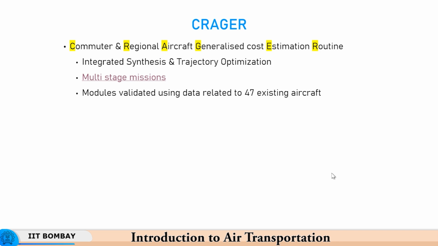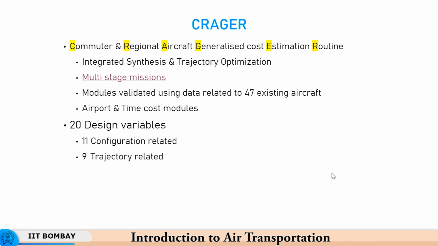Since it is a routine for commuter and regional aircraft, and since it does synthesis, it has modules for various tasks which are done in aircraft design, and I will show you the flow chart very soon. Many of these procedures had to be validated. So, for that, data related to around 4 dozen existing aircraft of this category, commuter and regional, right from 15 seaters to about 80 seaters, was collected, collated, and several trends were then generated based on the data, and many of these trends were used in the calculation procedure. It has, apart from the modules for access cost and the flight cost, also the modules for airport cost and time cost. These are the 2 unique modules in the CRAGER routine.